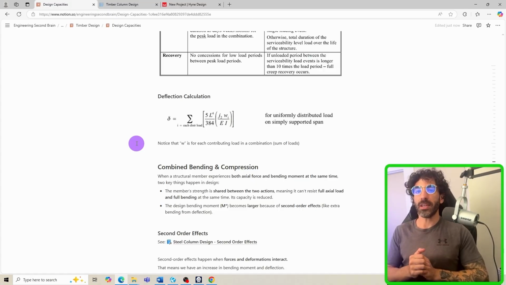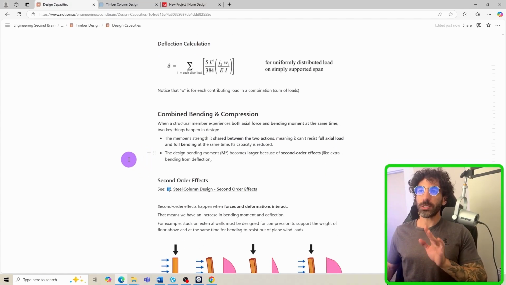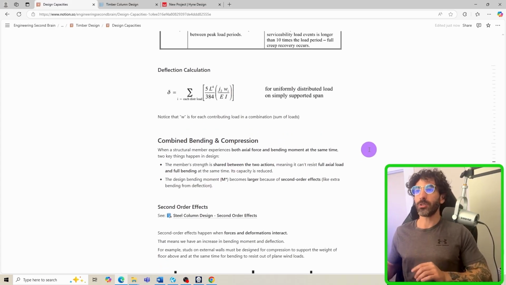I hope you learned something new, and in the next one, which is the last one of the overview of timber design, we're just going to go quickly through combined bending and compression. All right, so see you in the next lesson.